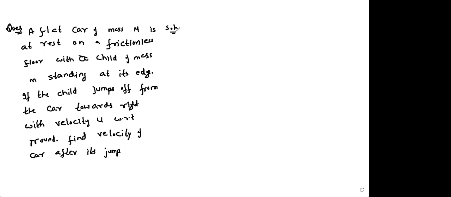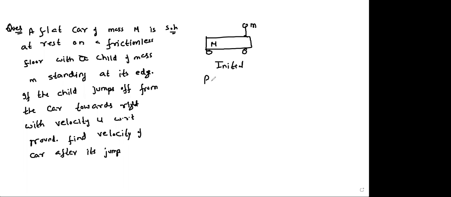Let's again break this question into parts. You have a car, the mass of the car is capital M, and on the car you have a child of mass small m. Initially, this is the initial system when both the child and the car are at rest.